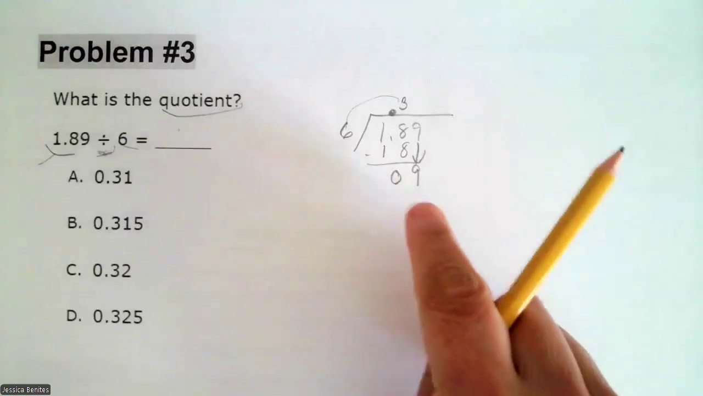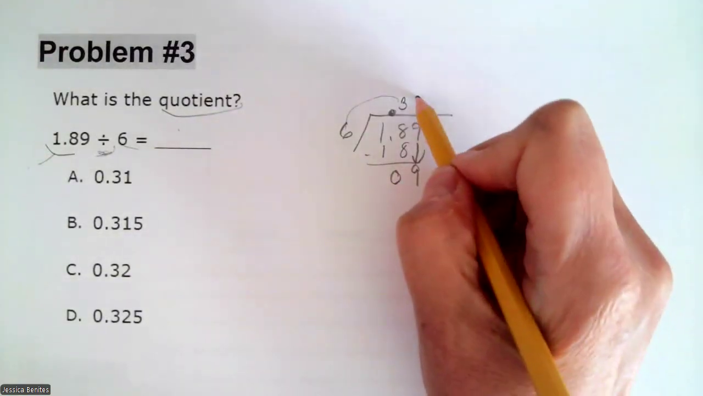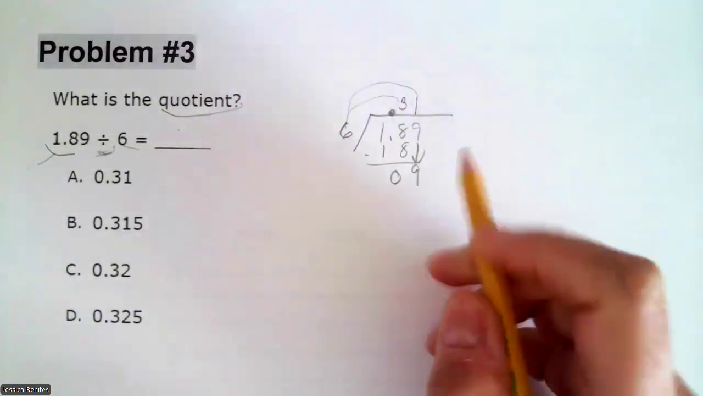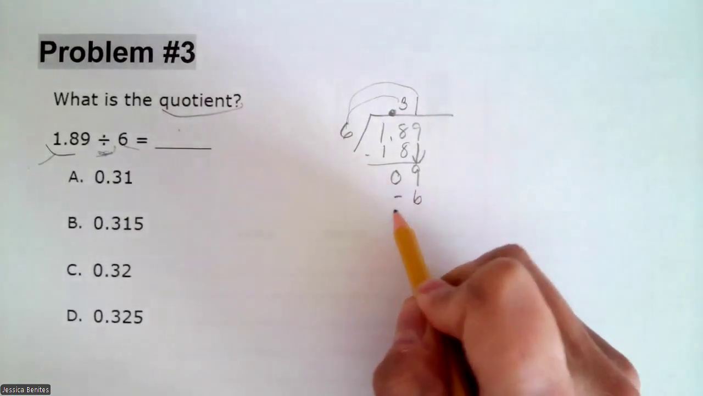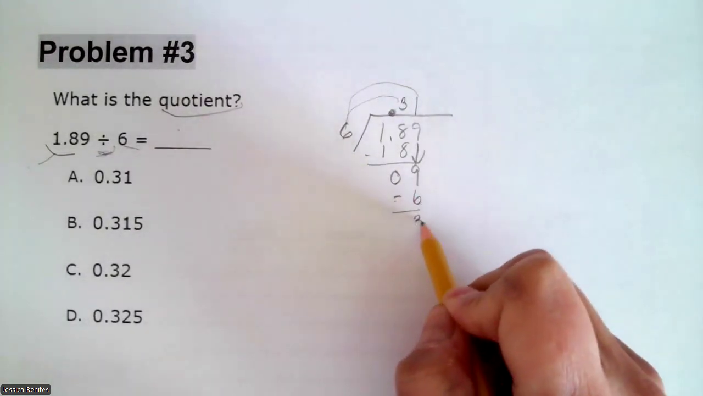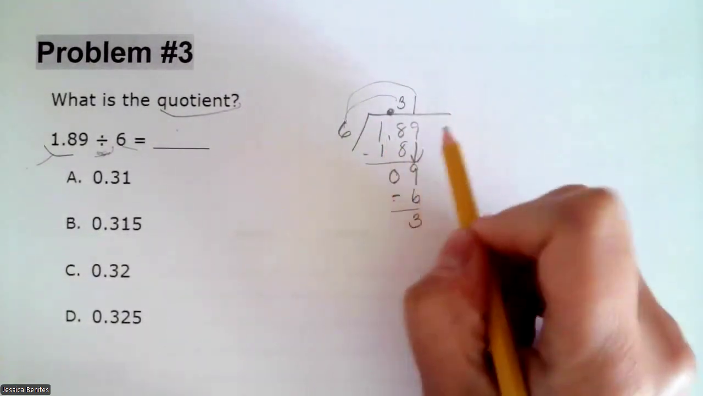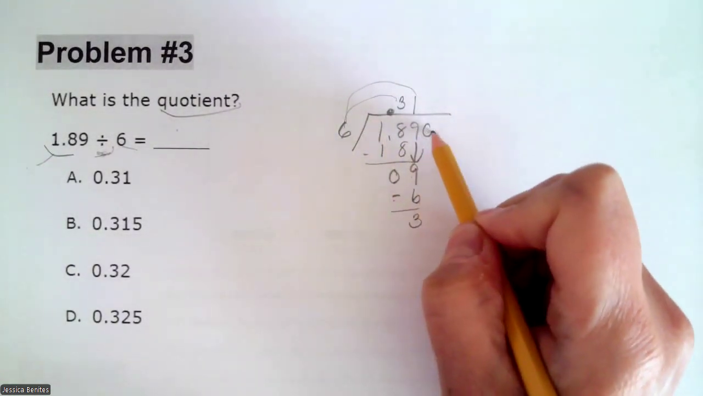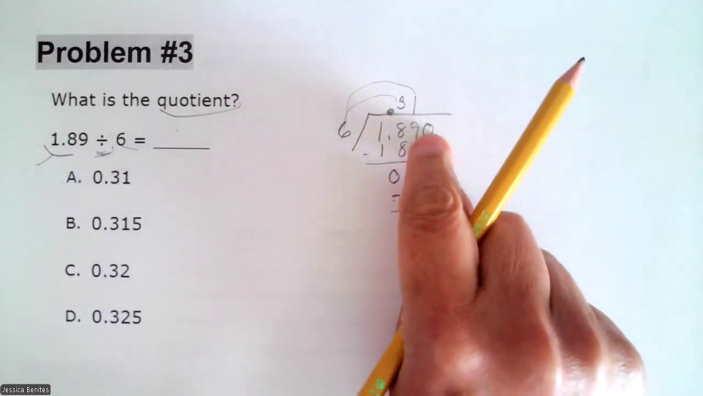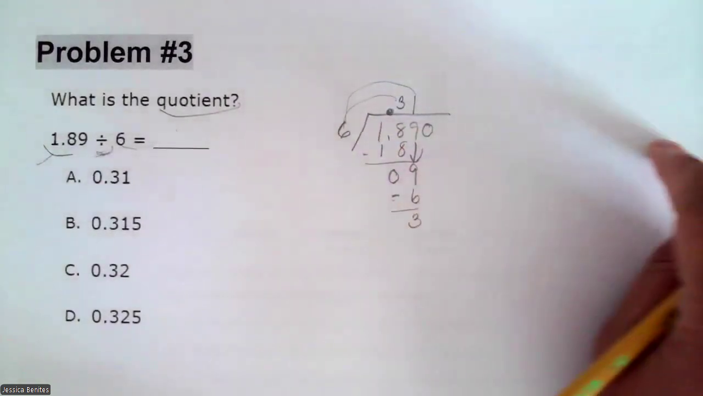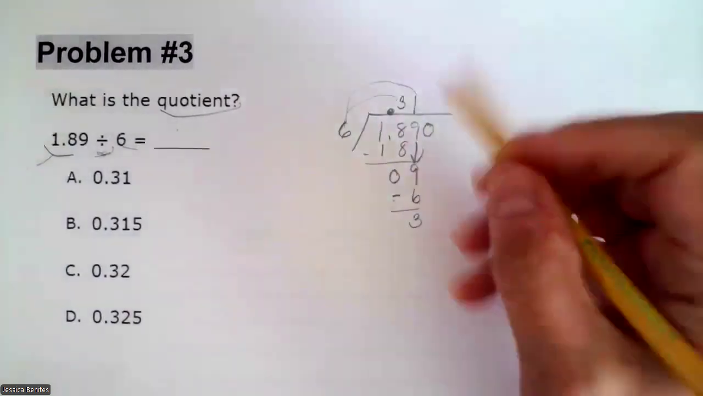And then I have 6 goes into 9. 1 times 6 is going to be 6. So I subtract that. I go 9 take away 6 is 3. I don't have anything else to do. I have a decimal here. So guess what? When you have a decimal, you have the opportunity to put a 0 on here without changing the value of this number. You can put a million zeros and it's still going to have the same value.